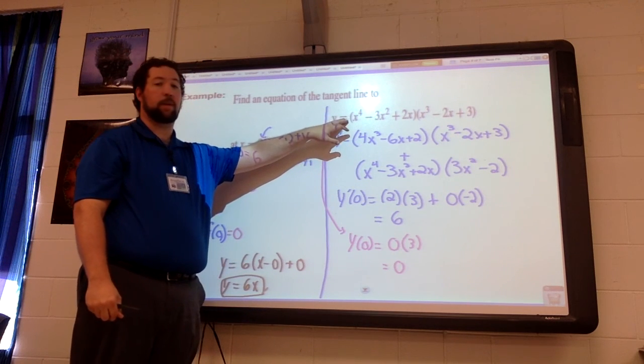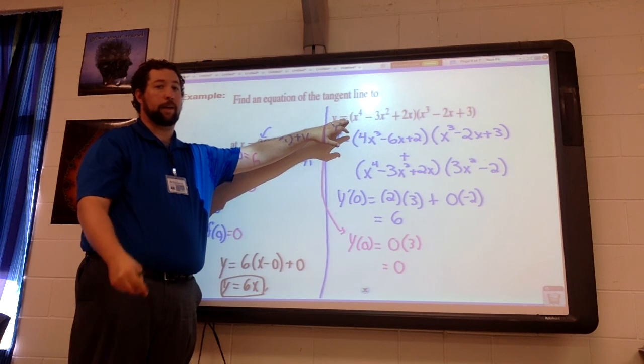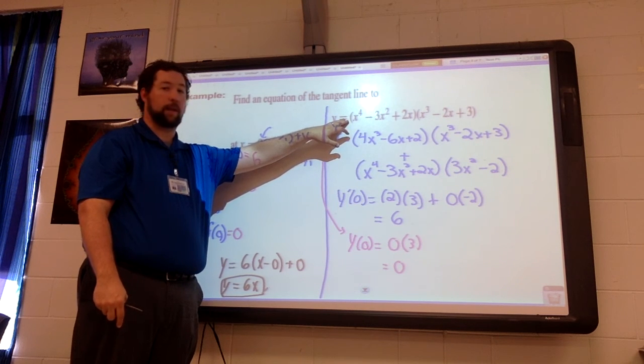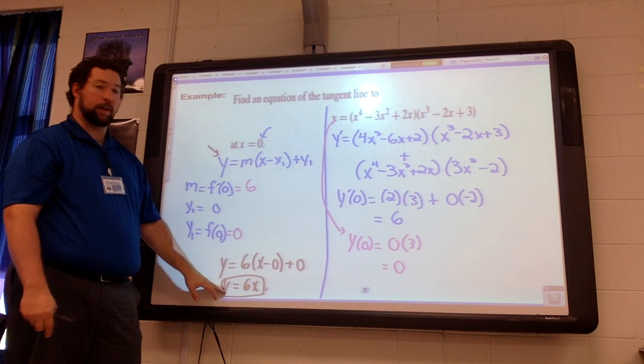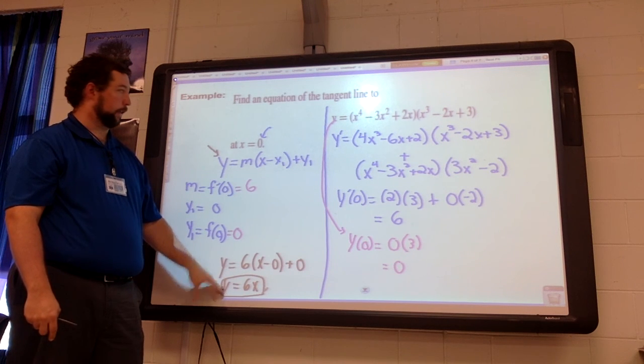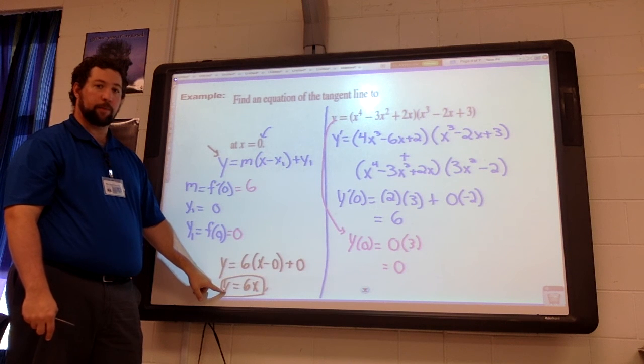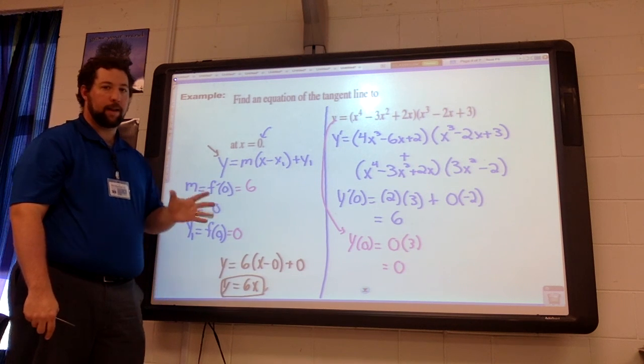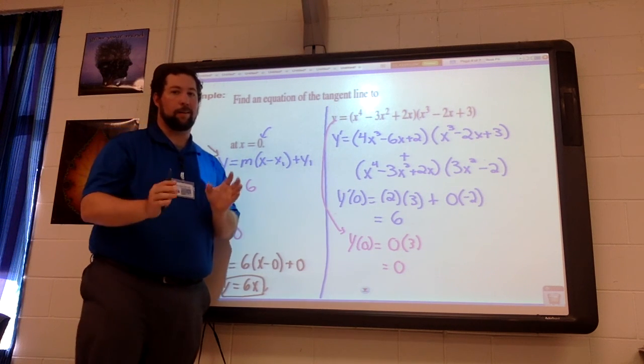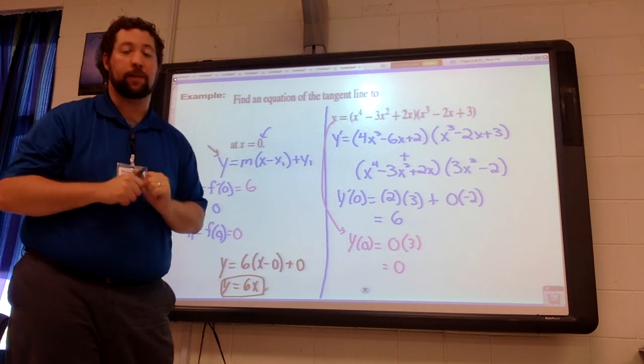All right, and feel free, check it out, make sure I'm not lying to you. You can plug this into a calculator, the y equals, or plug it into Desmos calculator to see what it looks like. Plug this equation in, and you should see that at the point 0, 0, this is tangent to it. All right, that's our product rule. Because of time, I'm going to stop it right here, and you'll have to watch the next video for quotient rule.